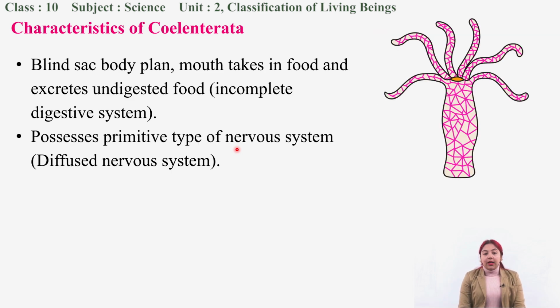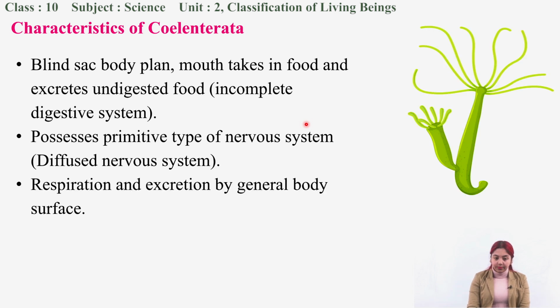Now, Coelenterata possess a primitive type of nervous system, which is also known as diffused nervous system. As you can see in this diagram, the nerves are diffused all over the body of Hydra. Now this is the first phylum that has a nervous system. Because we studied that the poriferans did not have any nervous system or nerve cells. Now this Coelenterata have a primitive type of nervous system. Now the respiration and process of excretion occur by the general body surface.